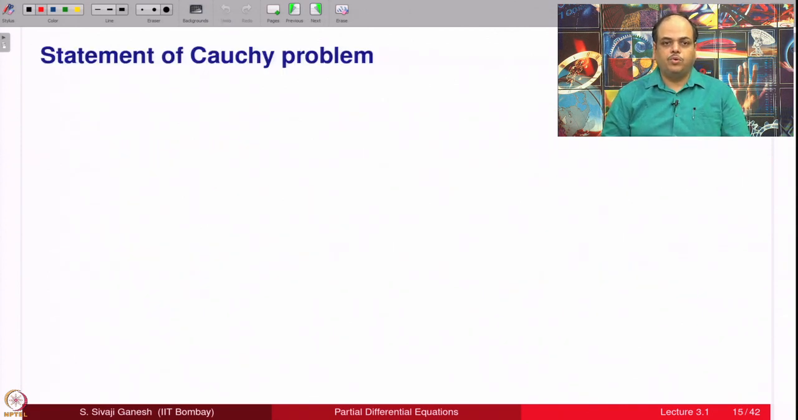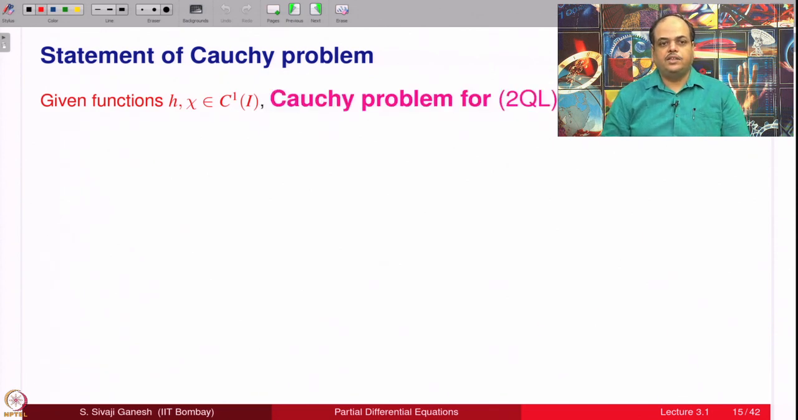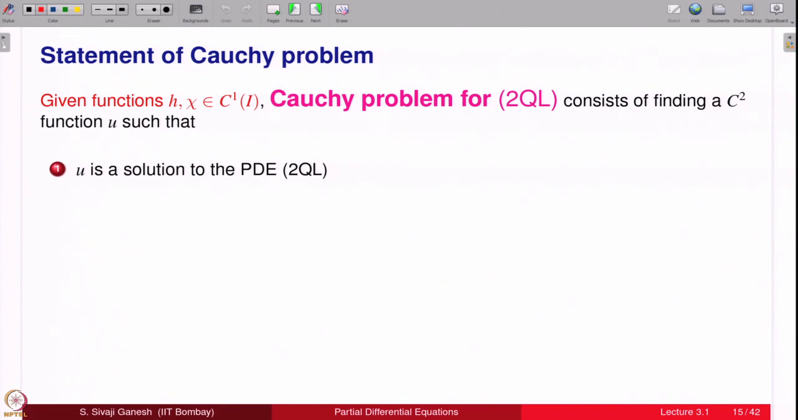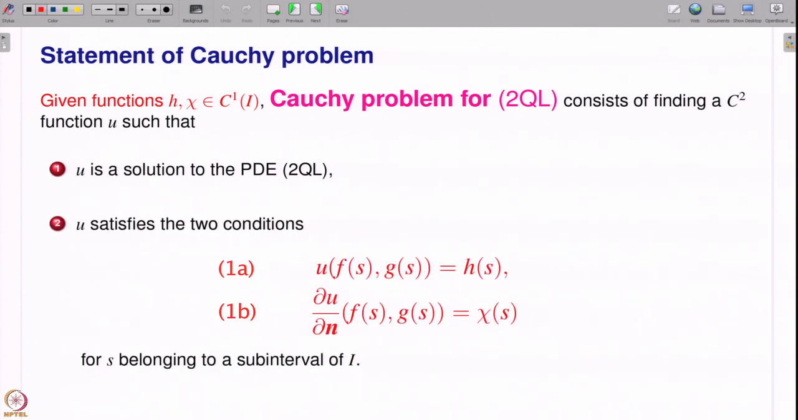So, we are now ready to state the Cauchy problem. Given two functions, we will see where they appear, h and chi. The Cauchy problem for the second order quasi-linear equation consists of finding a C2 function, that is a twice continuously differentiable function, such that u is a solution to the PDE, which is the second order quasi-linear equation 2QL, and u satisfies the two conditions u of (f(s), g(s)) equal to h(s). That means u is prescribed at points of gamma 2 as h of s, and ∂u/∂n, which is called the normal derivative of u, is also prescribed as chi(s) at every point of gamma 2.